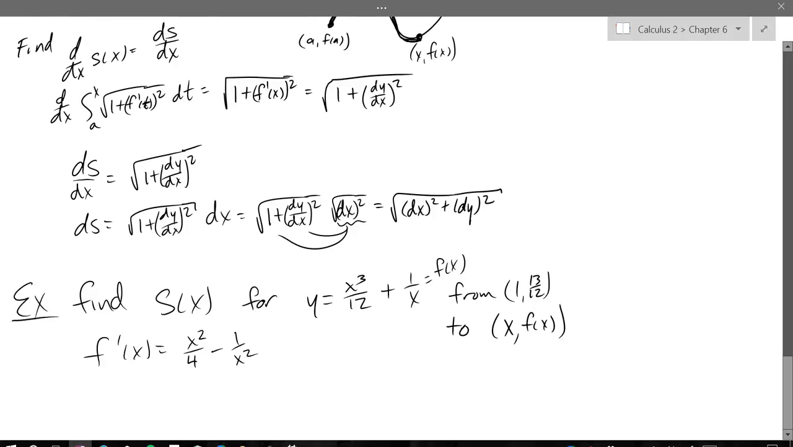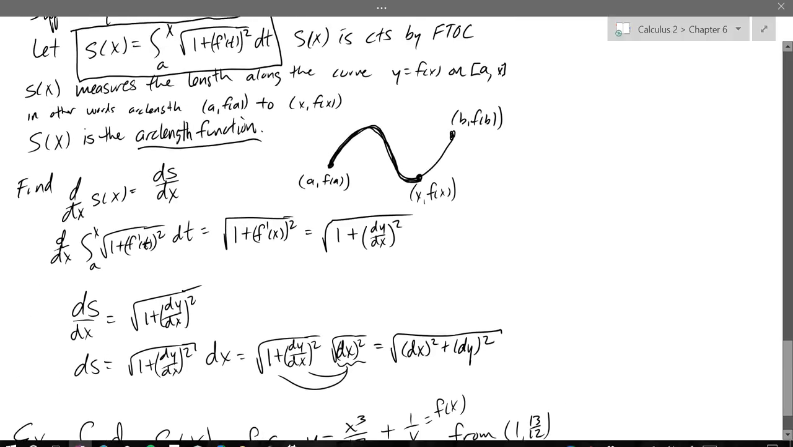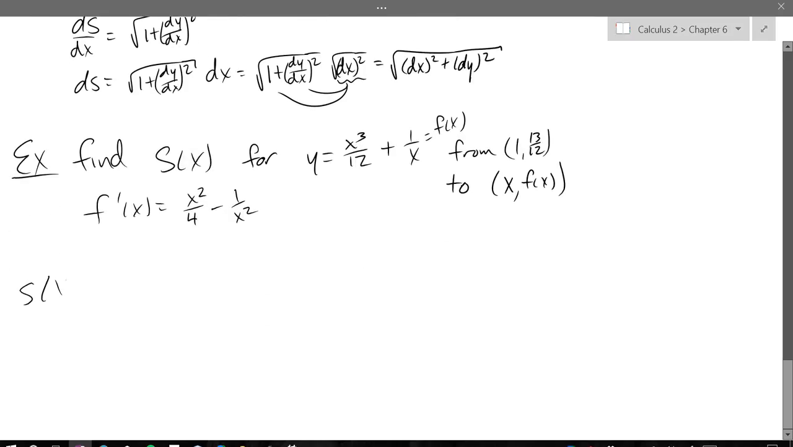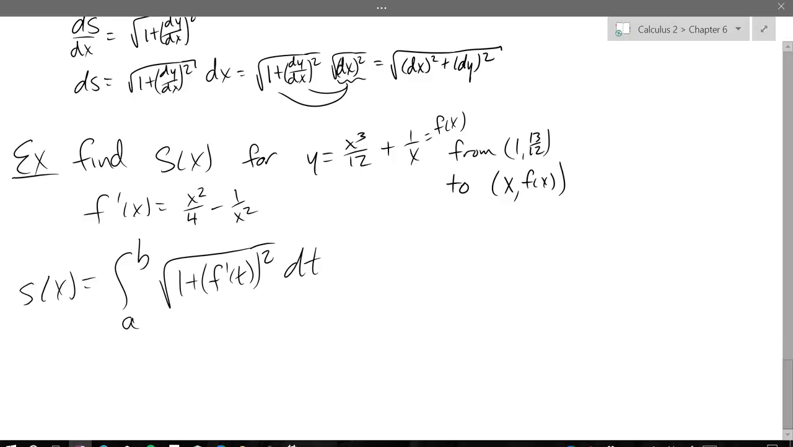Yep. All right, S of x, just copy down what S of x is, integral from a to b of the square root of 1 plus f prime t squared dt. Ooh, that's not right. What's wrong about what I just wrote down for S of x? Yeah, it should be x up there. Okay, so that should be S of x.